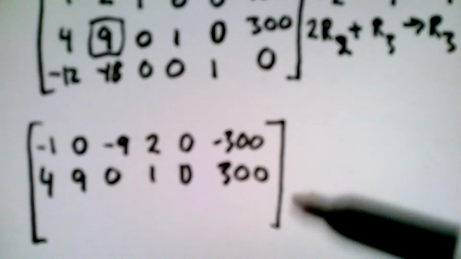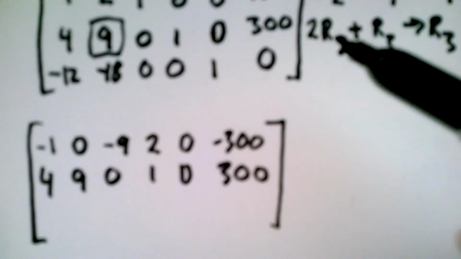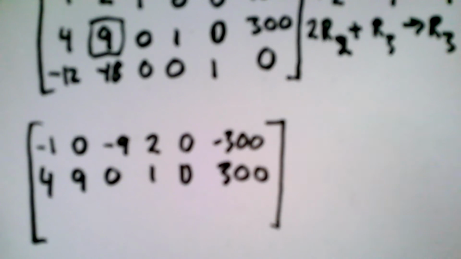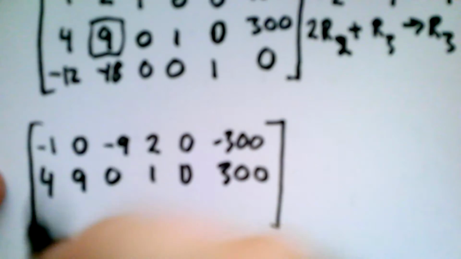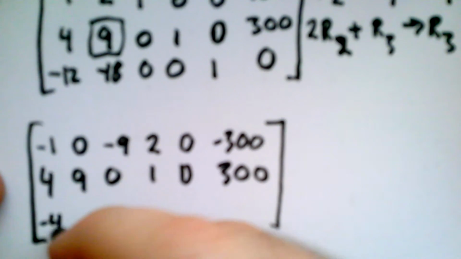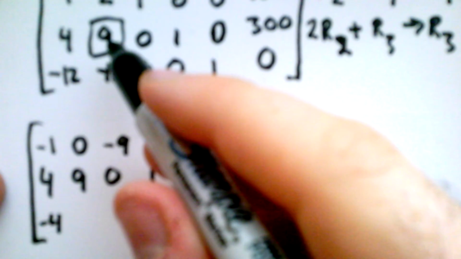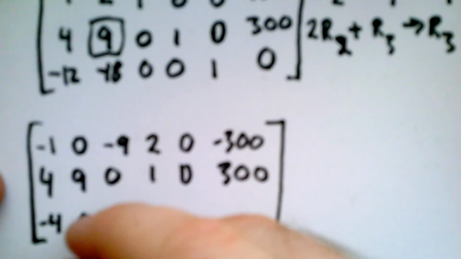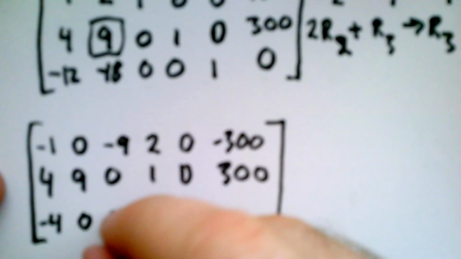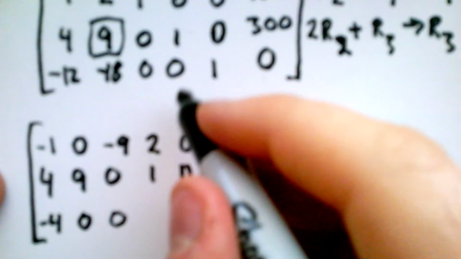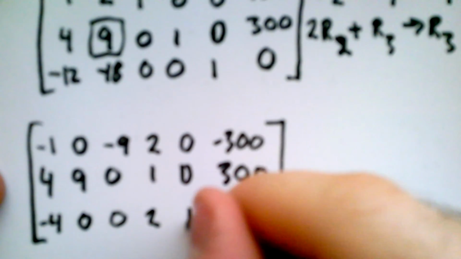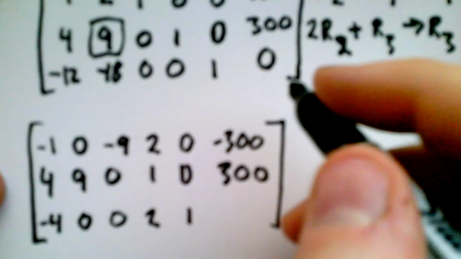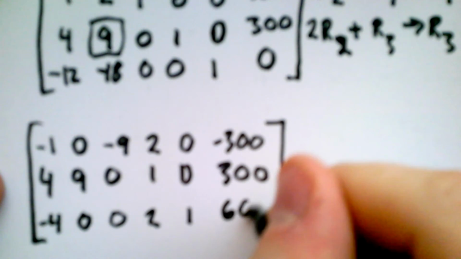And then we do the same thing for our bottom row. So our row operation is 2 times the second row plus the third row going to the third row. So 4 times 2 is 8, minus 12 is negative 4. 2 times 9 is 18, minus 18 is 0. 2 times 0 plus 0 is 0. 2 times 1 plus 0 is 2. 2 times 0 plus 1 is 1. 2 times 300 plus 0 is 600.